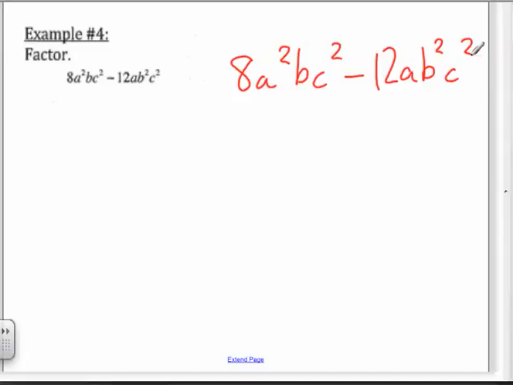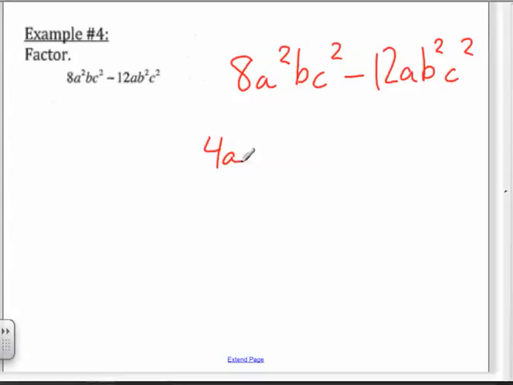Okay, so the first thing I ask myself is, what number goes into the numbers? I mean, is there anything that goes into 8 and 12? And of course that's 4. 4 goes into 8 and 12. Okay? Then I look at the a's and I think, okay, they both have one a, but they don't both have two, so I can only pull out one.